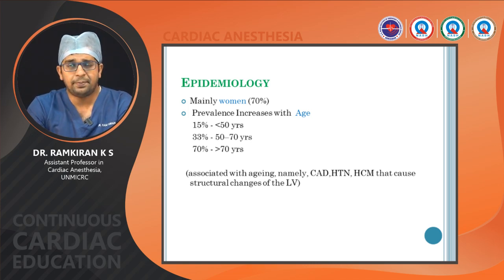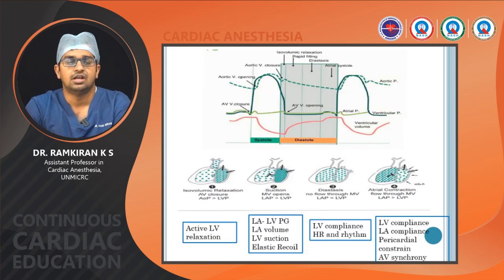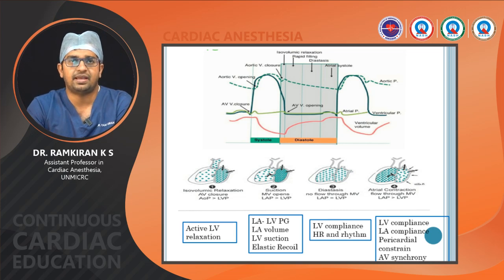So basically with age it is associated with CAD, hypertension, HOCM, all of which can cause some structural changes in the LV leading to diastolic dysfunction. So let's understand the basic diagram which we have been going through for years. The diastolic part of it has 4 phases. The first phase is isovolumetric relaxation, the second phase is rapid filling, the third phase is diastasis, and the fourth phase is atrial systole.